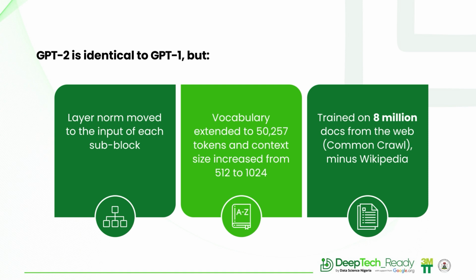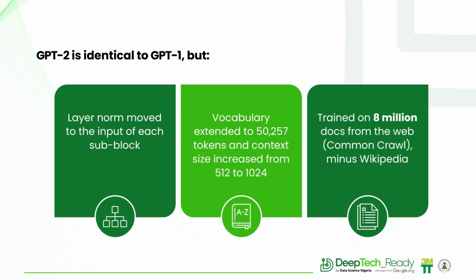Now, GPT-2 is very similar to GPT-1, but with a few key improvements. First, layer normalization was moved to the input of each subblock for better stability. And then the vocabulary was also expanded to 50,257 tokens, and also the context size increased from 512 to 1024. And this allowed the model to handle longer sequences. GPT-2 was trained on a massive dataset of 8 million documents from the web, specifically using common crawl but excluding Wikipedia. These changes made GPT-2 significantly more powerful and capable of handling diverse tasks.